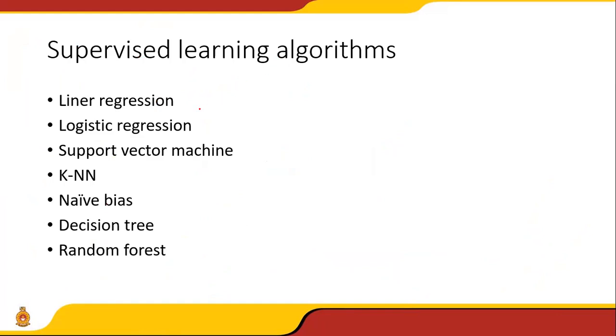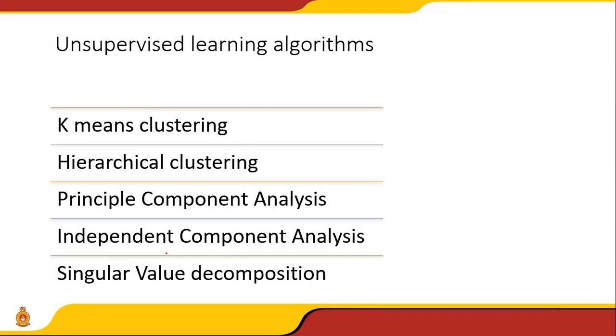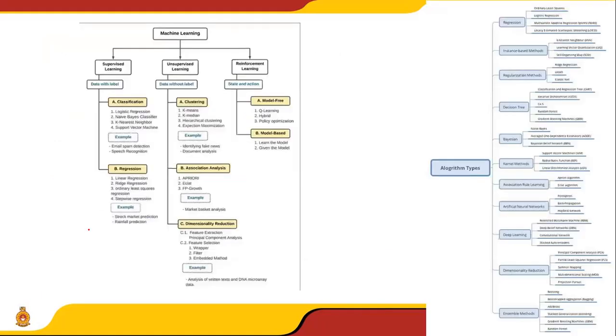supervised learning algorithms: linear regression, logistic regression, support vector machine, KNN, naive Bayes, decision trees. Arguable, questionable. Don't worry, it might be mapped here and there. Random forest, decision trees. You can find different kinds of things under this supervised learning. What are the unsupervised learning algorithms? K-means, hierarchical clustering, PCAs, ICAs, right? And so on.